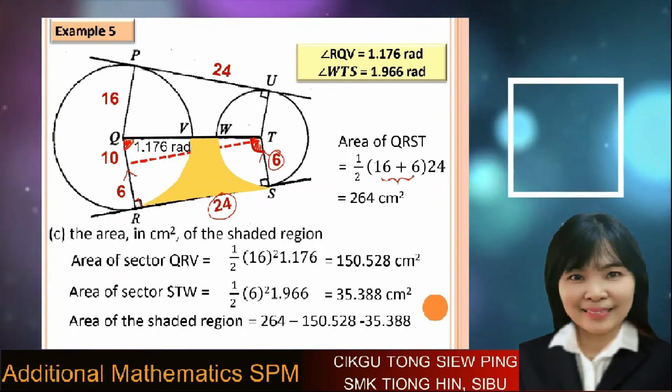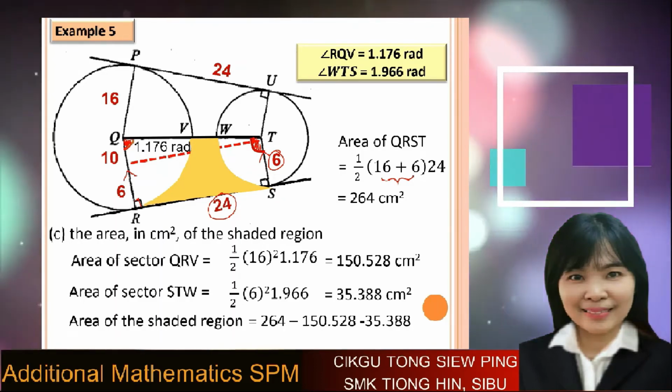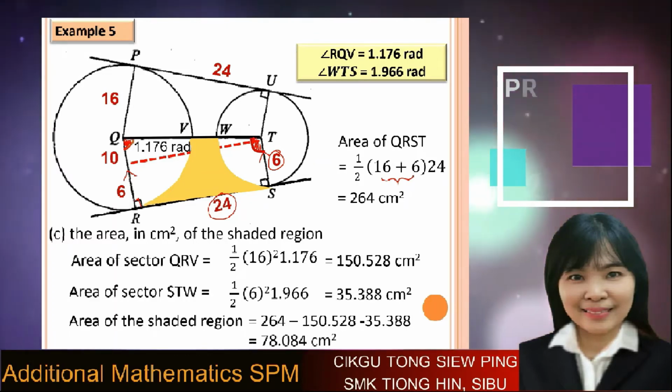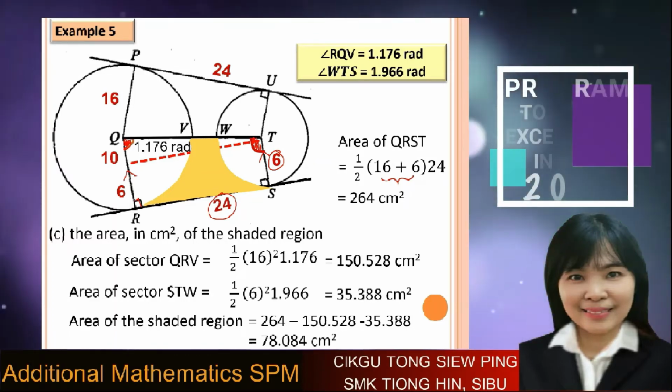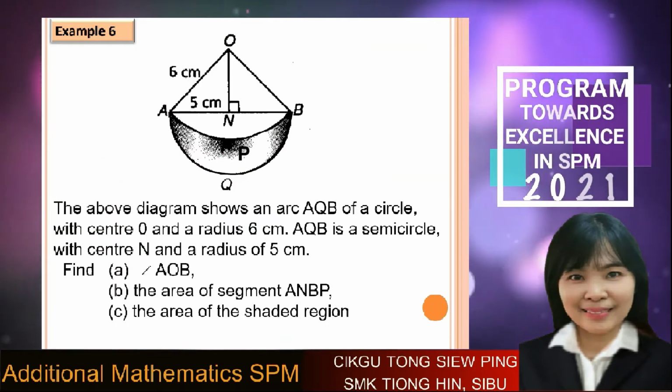Area of the shaded region is equal to the area of the trapezium, subtract the area of the sector RQV and the sector WTS. Get from your calculator, you will get the answer 78.084 centimeters square.